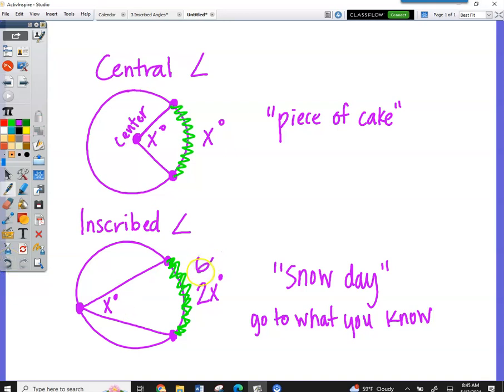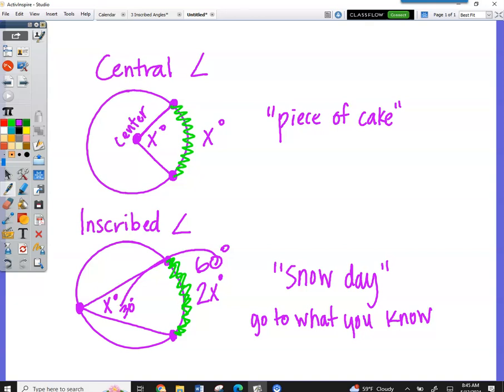Now let's switch it. Let's say this was 60 degrees, and I was looking for the inside. I'm going to go to what I know. I know the 60. Now I'm going to look at what I need. I'm coming inside. When you're done playing in the snow and you come inside, you half your layers. You take your jacket, your boots, your hat, your gloves off, right? So you half your layers to come inside. So this would be 30.